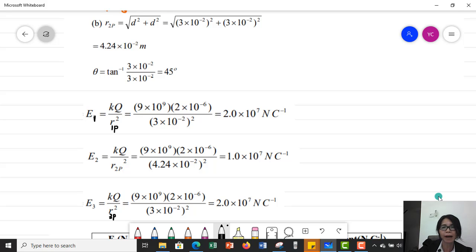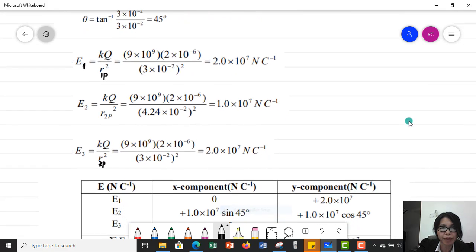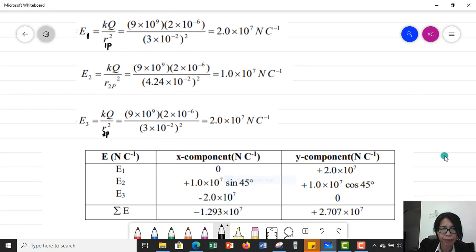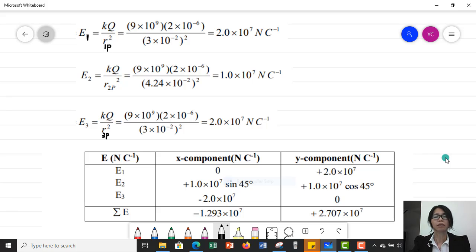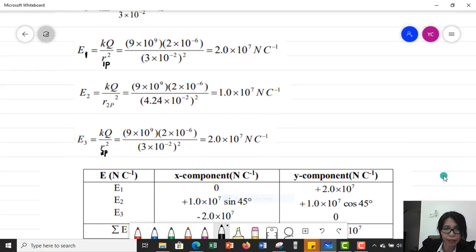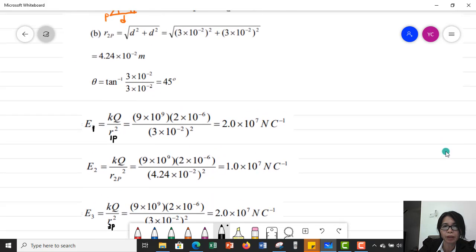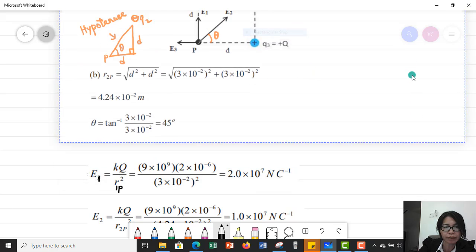Okay, after we have calculated the magnitude of the electric field created by each of the point charges, then only we can calculate the net electric field at point P. So how are we going to calculate the net electric field at point P? Because electric field is a vector quantity, we have to do the vector summation. So we have to resolve the vectors.